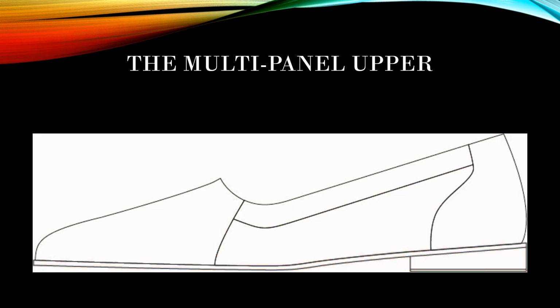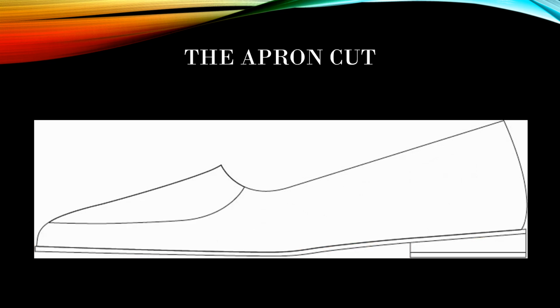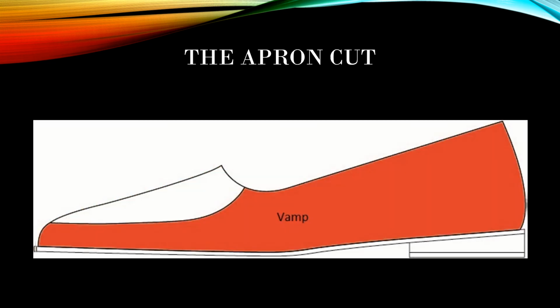We can now make a multi-panel court shoe by adding a toe cap as well. Now we will have a toe cap, vamp, quarter, collar and counter. Another variation one can do is the apron cut. This is where the top of the vamp is separated from the bottom of the vamp. This cut is also used in moccasins. The top panel is called the apron, and the bottom is still the vamp.